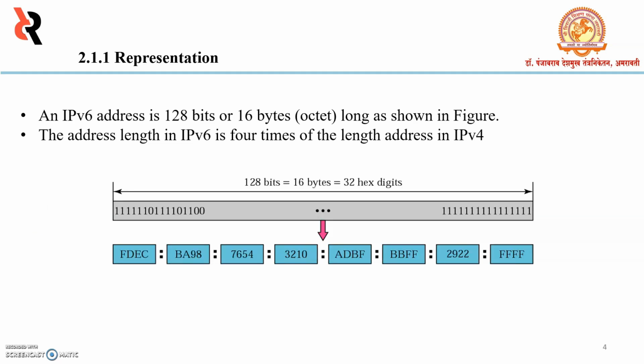The first point is representation. But before that, we must talk about IP version 6. As we know that in IP version 4, we have 32 bits. That is called as octet. 4 octets are there in IPv4. We know that IPv6 is the successor of IPv4.